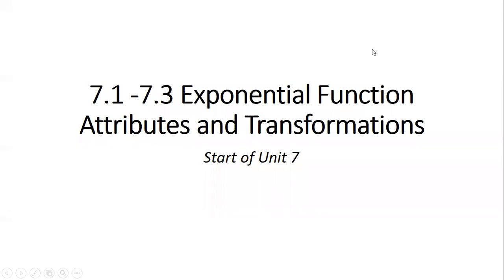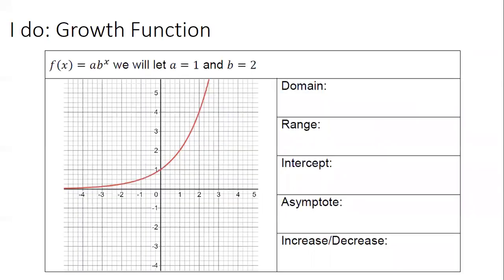Our new unit. So we are starting unit 7, and we are at 7.1 through 7.3. So we're kind of mushing them together because they overlap, and it's okay. So: exponential function attributes and transformations. We're going to start by talking about our first function here.